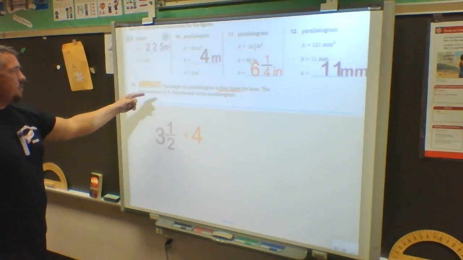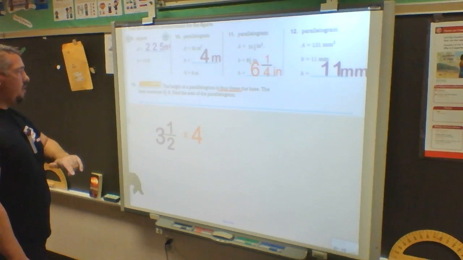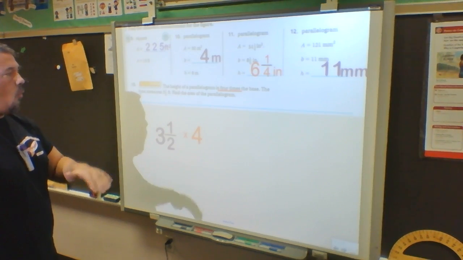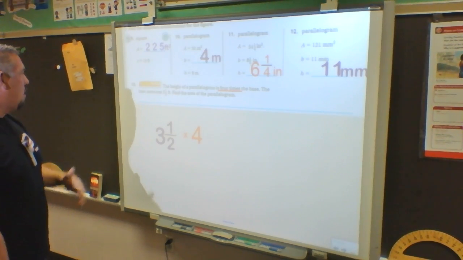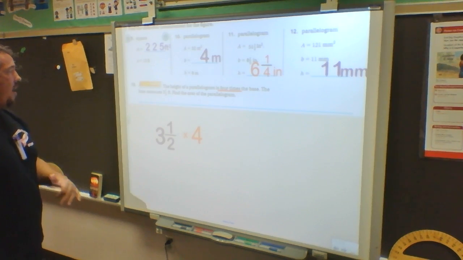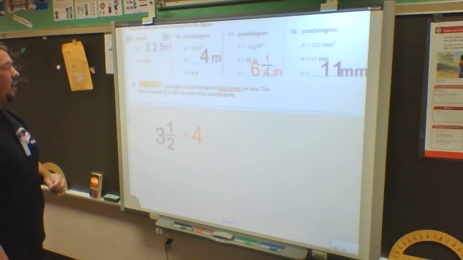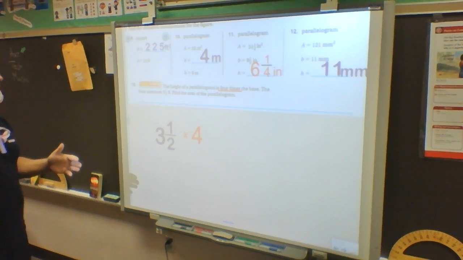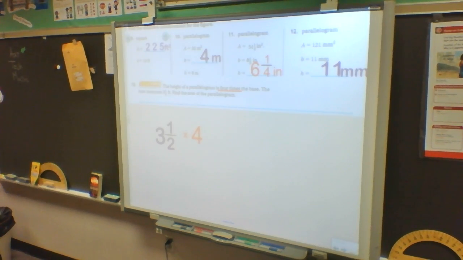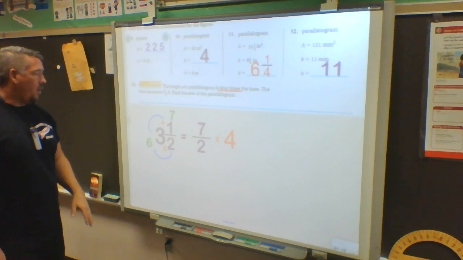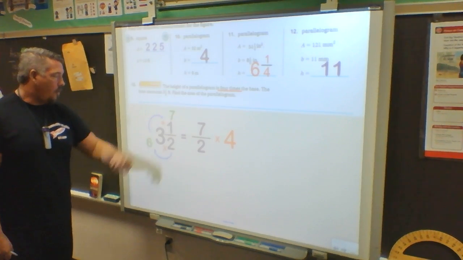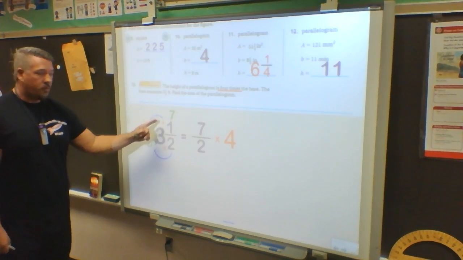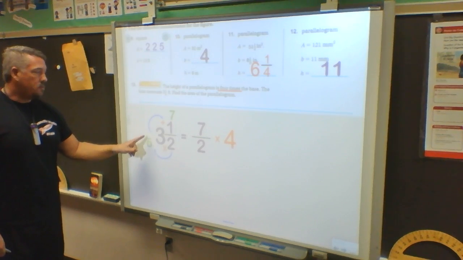This last one then is from a story problem type situation. The height of a parallelogram is 4 times the base. The base measures 3.5 feet. Find the area of the parallelogram. So if I look at 3.5 times 4, because it's 4 times the base, I have to end up with an improper fraction. So I'm going to take 3.5, start at the bottom, multiply and add.